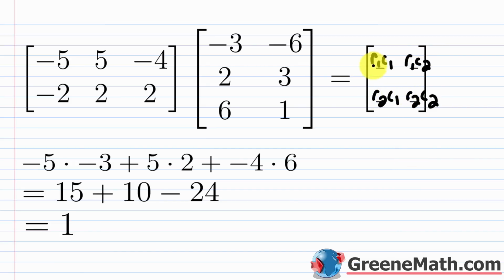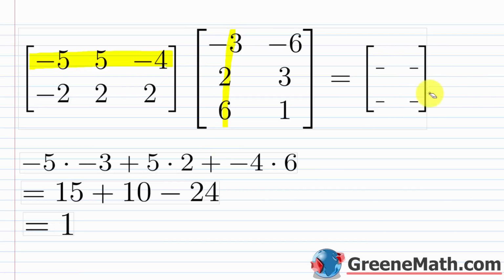All you have to do is look at the element in row 1, column 1, and say I'm going to work with this row and this column. So row 1 times column 1. That's all you're doing. Let me erase this. We'll go through and do the multiplication. Remember, you multiply your corresponding elements, and then you sum those products. This is the first element in that first row, and this is the first element in that first column, so you multiply those together. So -5 times -3 is going to end up being positive 15.